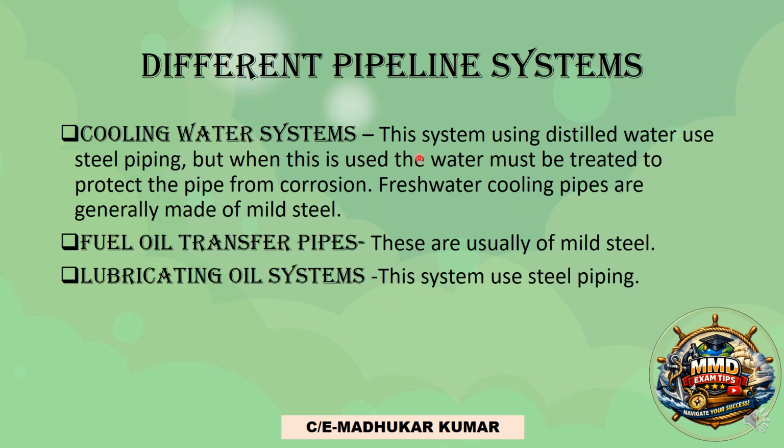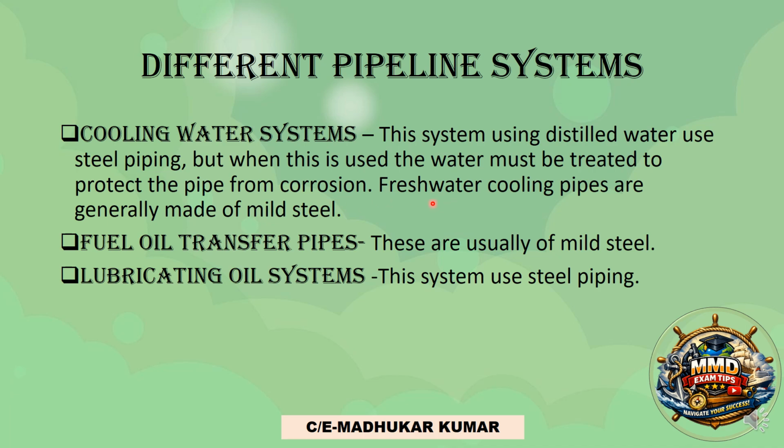Cooling water system. Distilled water is to be used for the steel piping. Where it is used, water must be treated to protect the pipeline from corrosion. Whether it is main engine cooling water or jacket cooling water for the generators, water treatments are going on continuously to protect the pipeline and the system also. So these are the freshwater cooling parts.